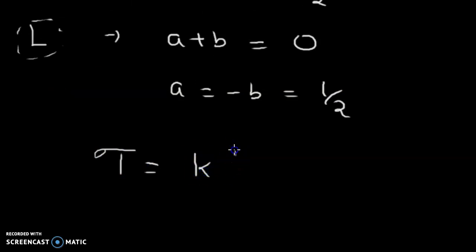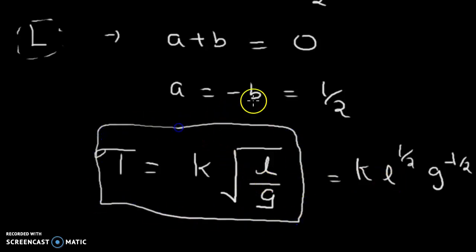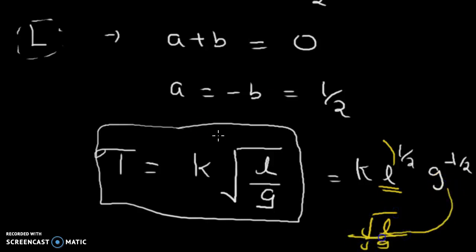the time period of the pendulum would come as k L to the power half and g to the power minus half. So minus half goes to the denominator, and half I can replace with the root. So it's not a big thing. This can be written as L root 2, and this can go to the denominator, g root 2.